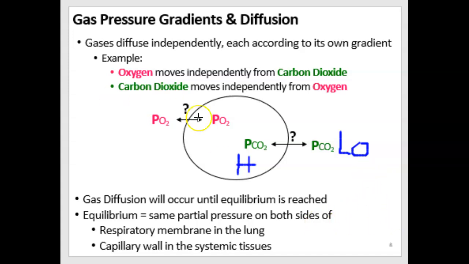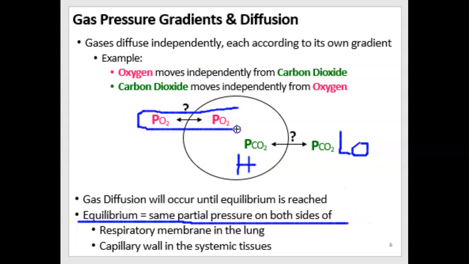And these gases will continue to diffuse across the respiratory membrane or across the cell membrane or into the blood until equilibrium is reached. And what equilibrium means is that there will be the same partial pressures on both sides. And once that has been achieved, I'll just make up a number here. Let's say a partial pressure of oxygen equaling 10. Once equilibrium has been reached, then no more diffusion will take place. And so we're interested in looking at what the gradient is across the respiratory membrane in the lung and what the gradient is across the capillary wall in the systemic tissues.